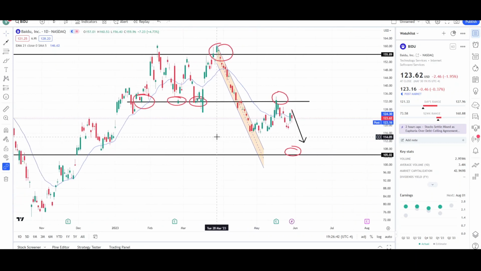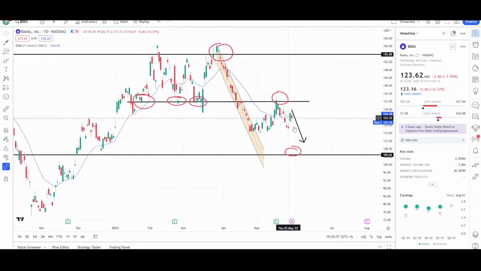Chinese stocks are looking pretty bearish across the board. Usually there's not going to be a divergence between stocks. Most of the time they're going to trade very similarly. So it's looking pretty bearish for Baidu.